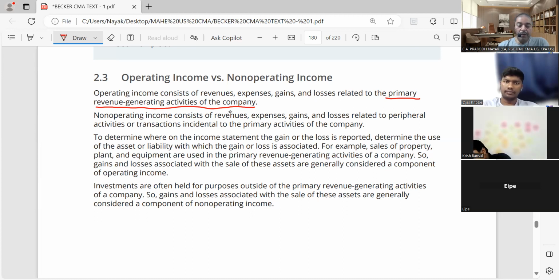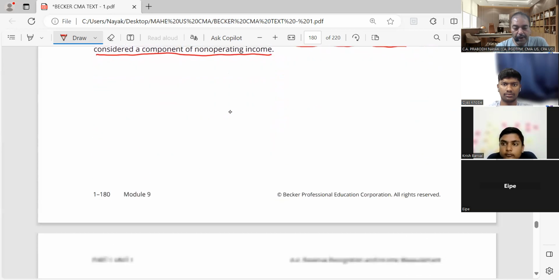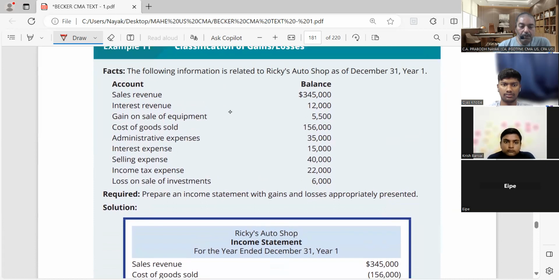Okay. Investments are often held for the purpose outside the primary revenue generating activities. So gains and losses associated with the sale of these assets are generally considered as a component of non-operating income. Okay. So that is your non-operating and operating income. Sales revenue is a part of operating income. Interest revenue is non-operating. Gain on sale of equipment, non-operating.